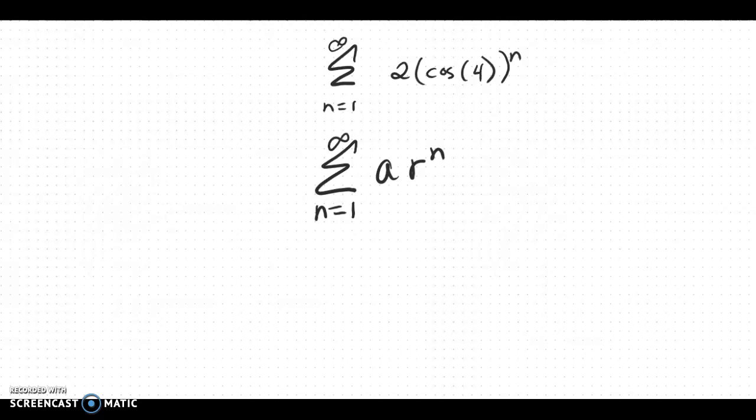And then it wants us to first pick out A and R. So sometimes we have to manipulate it a little bit to see what A is and what R is, but in this case we don't. A here is 2, and then R is cosine of 4. So we plug those in the blank.